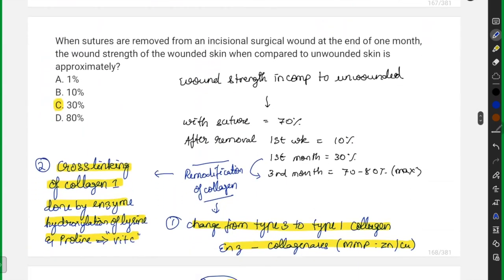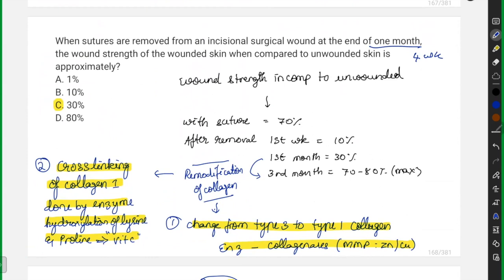This I already told you: sutures are removed at the end of 1 month. What will be the wound strength compared to unwounded skin? Remember, with suture it is 70%. After removal, in the first week, it is around 10%. Here, the question is at the end of 1 month, that means 4 weeks. At first month, it is 30%. And at the third month, it is 70 to 80%.